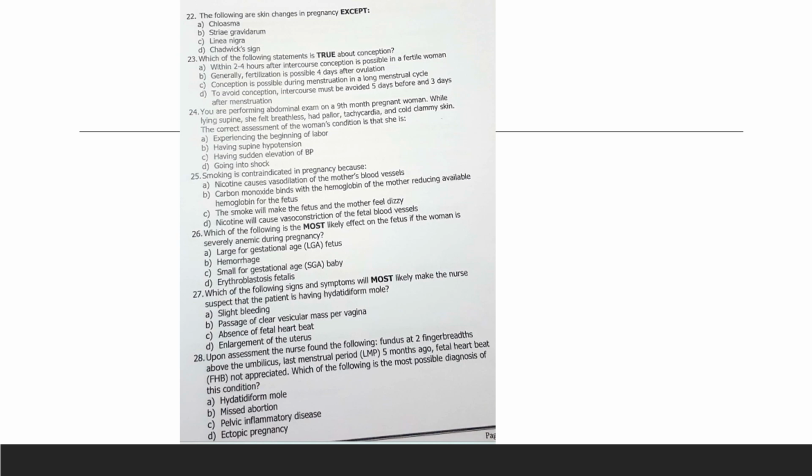28. Upon assessment, the nurse found the following: the fundus at 2-finger breadth above the umbilicus, last menstrual period 5 months ago, fetal heartbeat not appreciated. Which of the following is the most possible diagnosis of this condition? Okay, so 28, the answer is B, missed abortion. Okay, missed abortion.